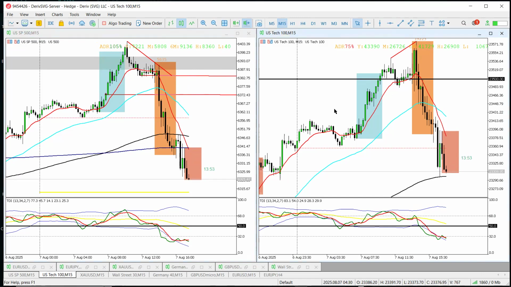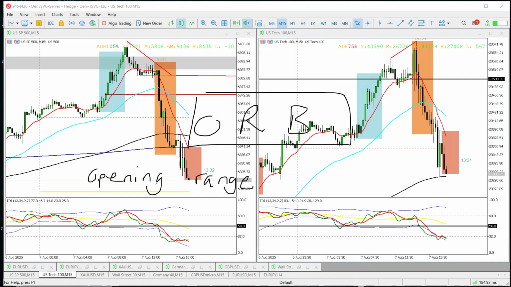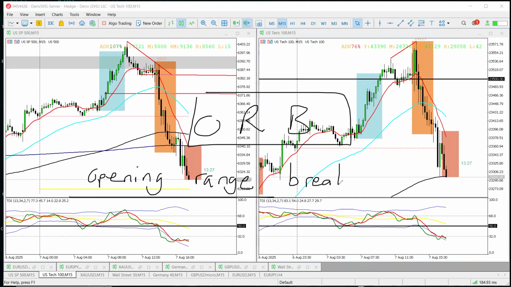So now, if you don't know when exactly to enter, this is how I personally enter. I am currently using the ORB for my confirmation, or the opening range candle break. So that break outside this opening range, this break is what confirms my entry and my trade basically.